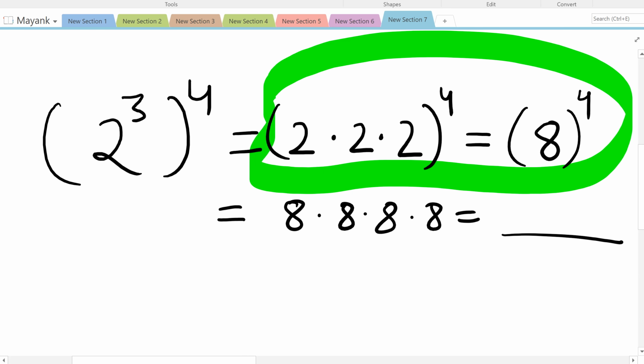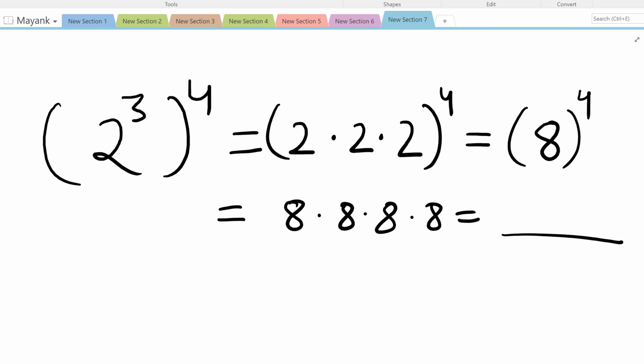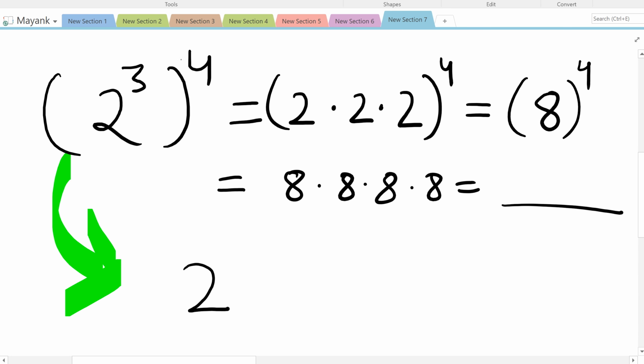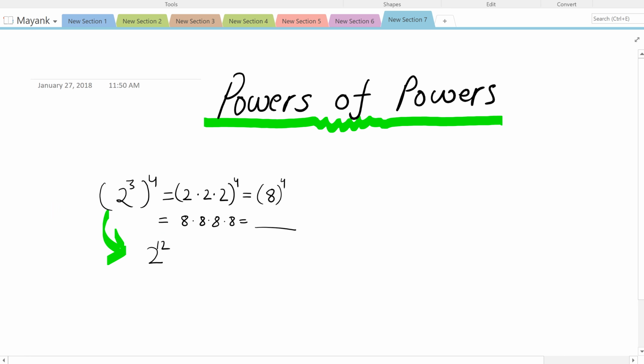If you multiply 3 and 4, you can skip that hassle. So 2 times 3 times 2. What we do is multiply the powers. Whenever you have a bracket and another power, they multiply: 3 and 4, 12. So that is what we're going to do in this section. We simply multiply the powers. Whenever you have power of powers, you multiply them.